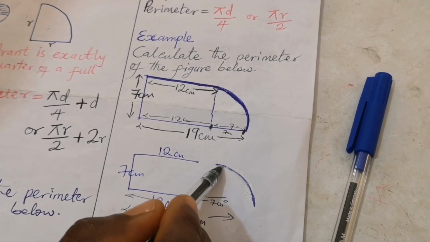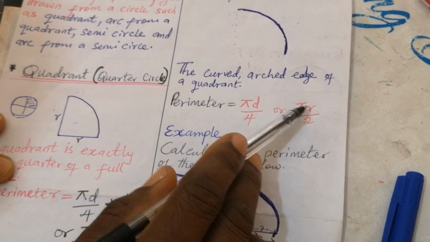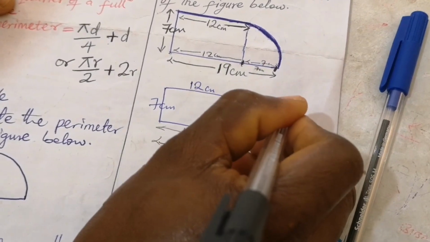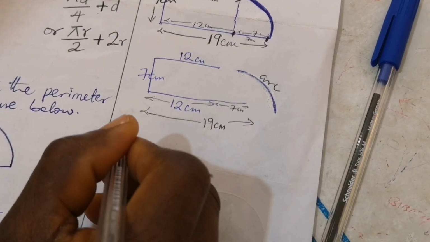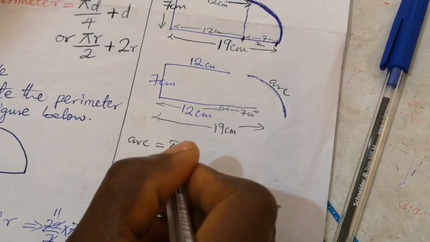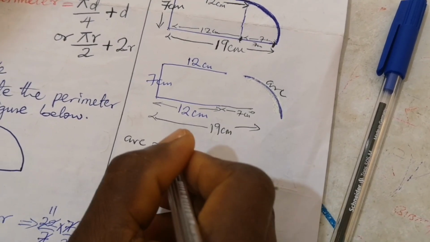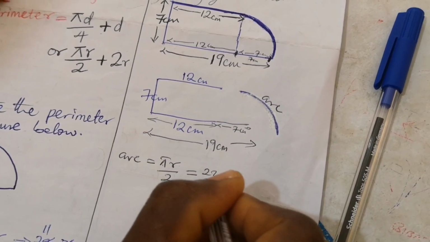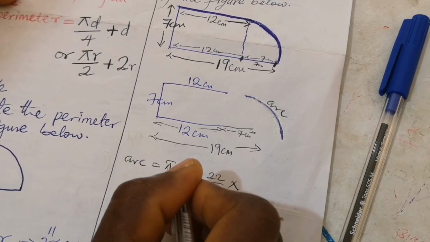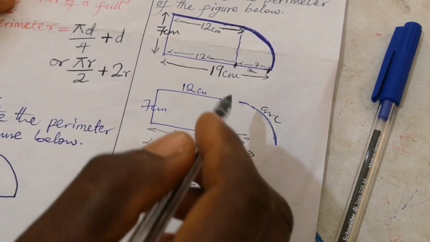Now for me to find the length of this arc, I will use this formula, which is pi r all over 2. So this arc, let me call it arc. So arc is equal to pi r all over 2, which is equal to pi, 22 all over 7, times r. r is the radius. So how do we know the radius? Let's go back to this diagram.